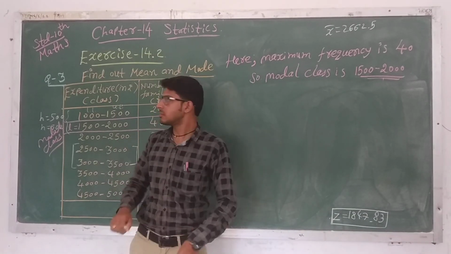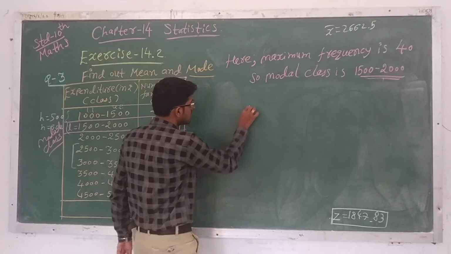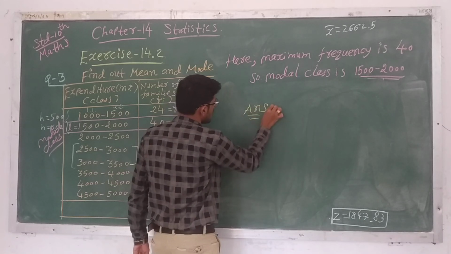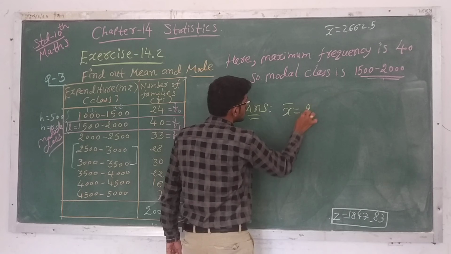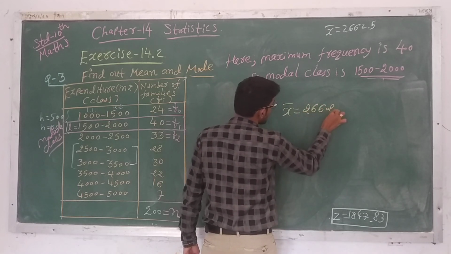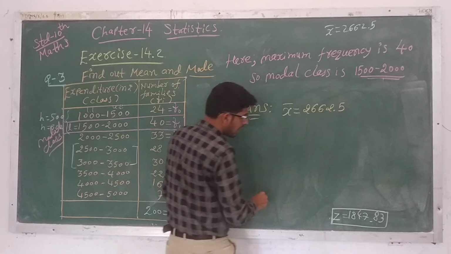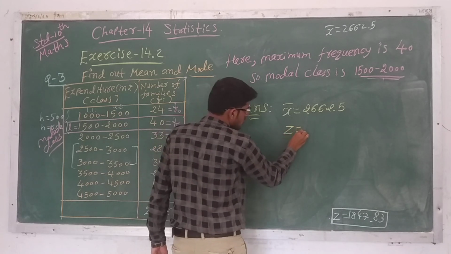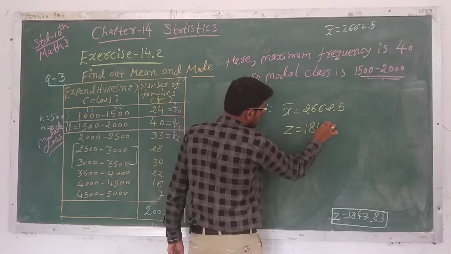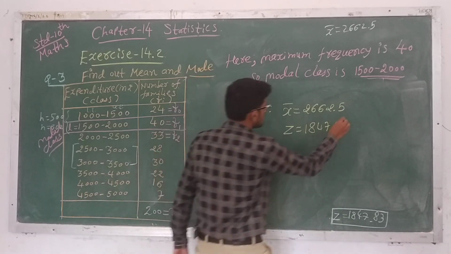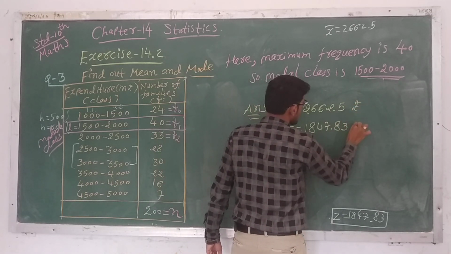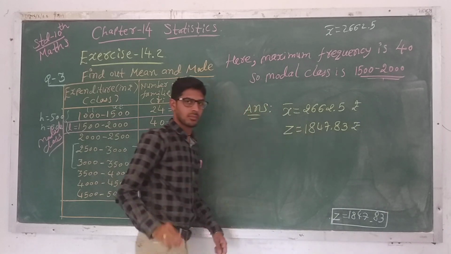So the final answer of question number 3 is x bar is equal to 2662.5 and Z is equal to 1847.83 rupees. Is it clear?